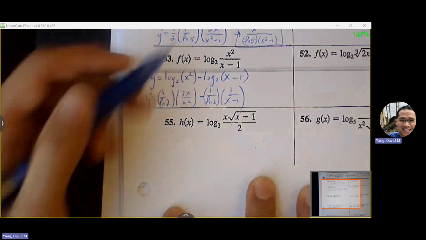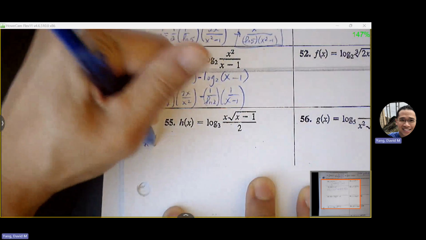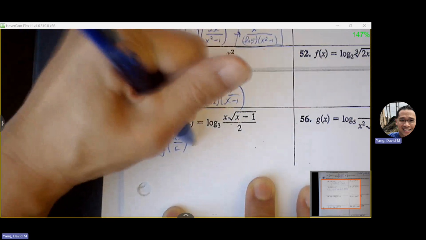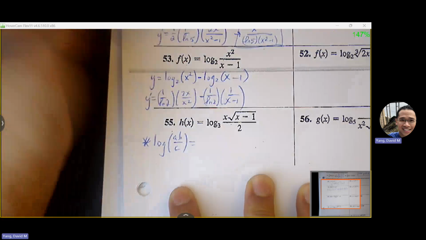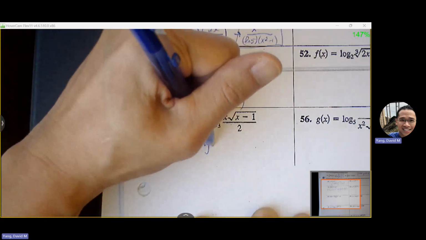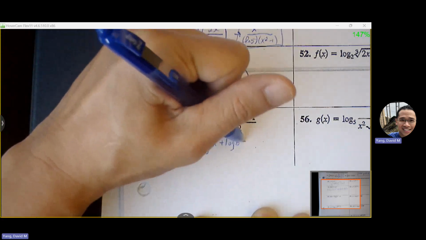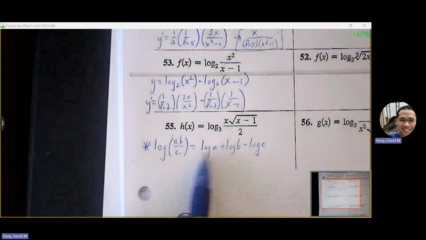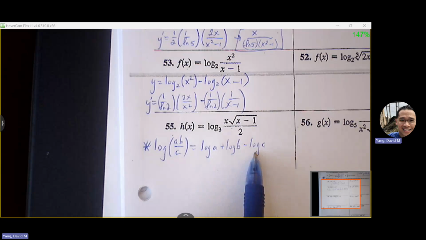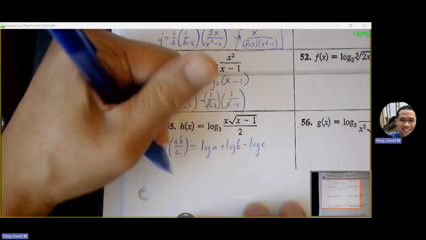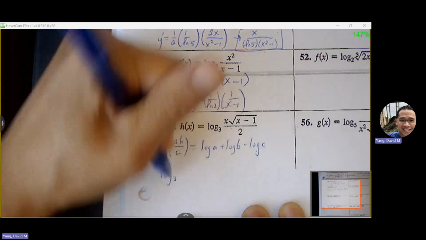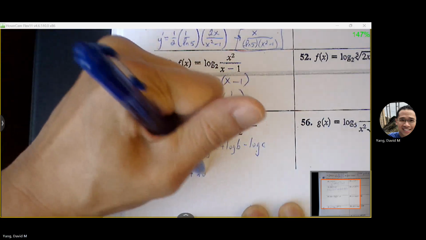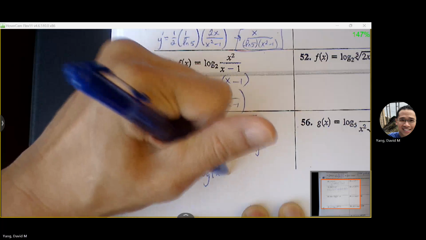For 55, I just want to remind us, if I have multiple parts in my log expression, let's say log of a times b over c, or natural log of a times b over c, I can always rewrite that as log of a plus log of b minus log of c. So basically, the big picture is anything in the numerator is part of a positive log term, and anything in the denominator will be part of a negative term. So again, I'm just treating this like natural log in terms of expansion.